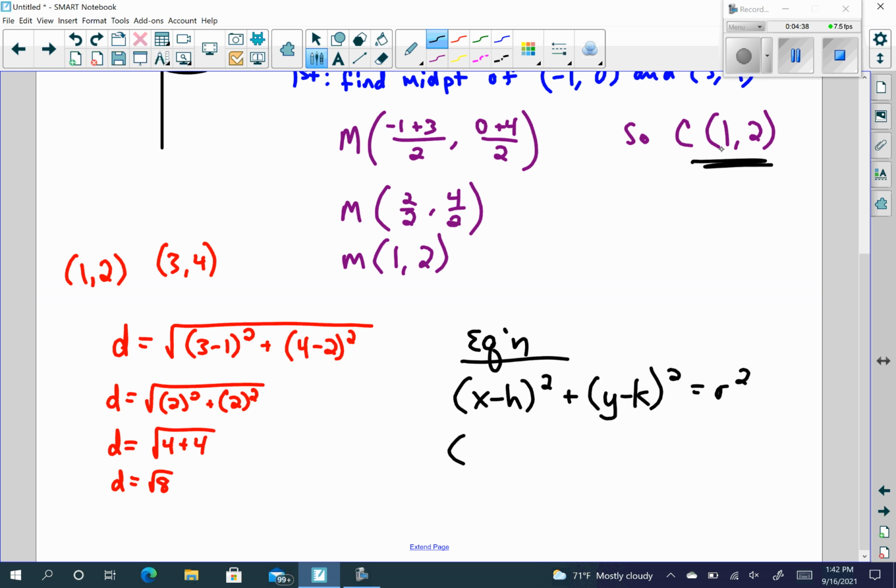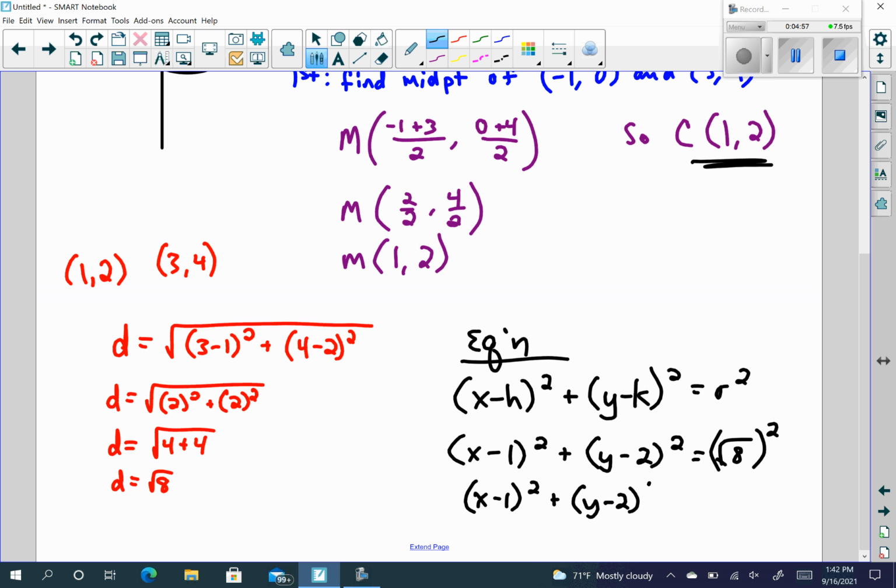So my h is 1, so we're going to have x minus 1 squared. My k is 2, so we'll have y minus 2 squared is going to equal the square root of 8 squared, which just becomes 8. So we get the quantity x minus 1 squared plus the quantity y minus 2 squared is going to equal 8. And there's our answer. There's our equation.